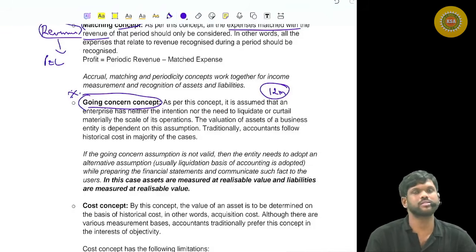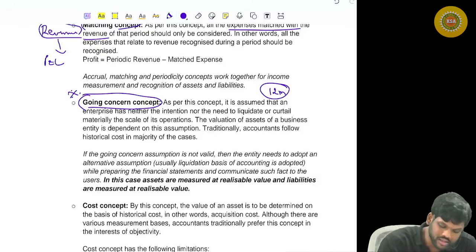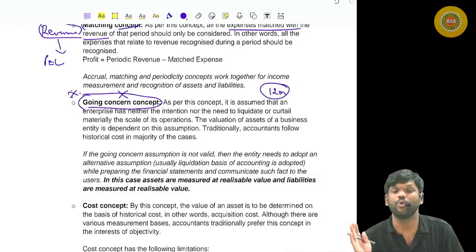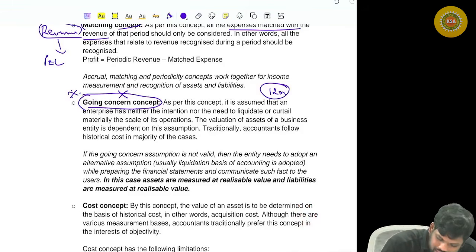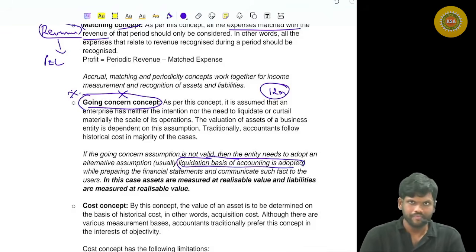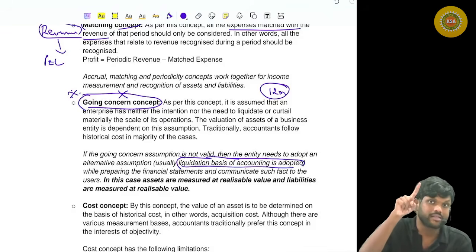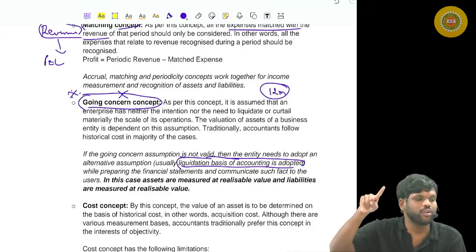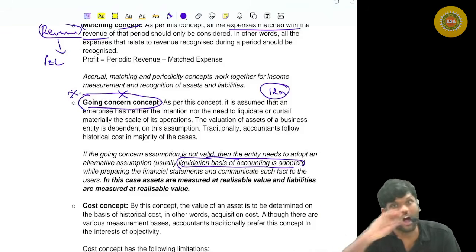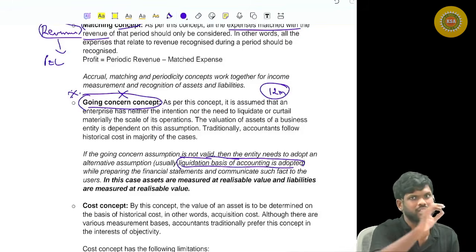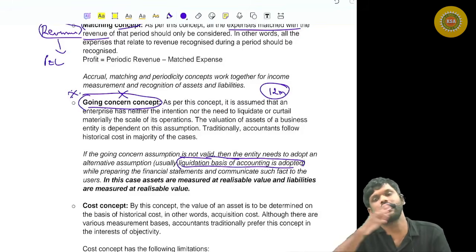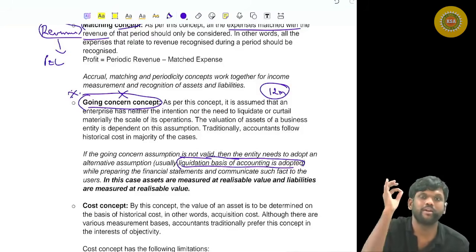Sir, but now I am preparing accounts for a business, and they want to close in the next 6 months, then this going concern concept is not valid. You should not prepare accounts on a going concern basis. You have to use an alternative basis called as liquidation basis. Please remember this, where the assumption that the business will continue in the foreseeable future is not valid. Sir, after 12 months this business will not continue, so going concern assumption is not valid, sir. Then you have to use an alternative assumption which is called as liquidation basis of accounting.